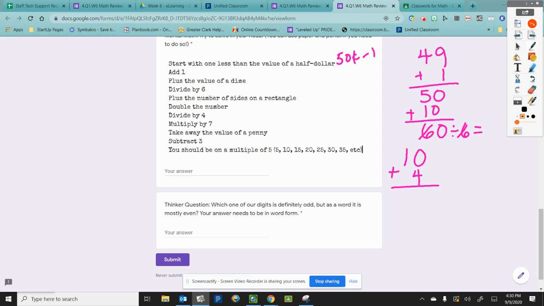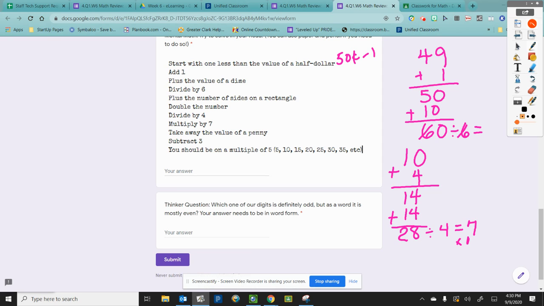I have to double that number. So now I have 28. Then I have to divide by 4. Now I'm going to think about my fact families. I know that 4, 7, and 28 are all the same fact family. So I know that if 4 times 7 is 28, then 28 divided by 4 equals 7. Then I have to multiply times 7, which is 49.